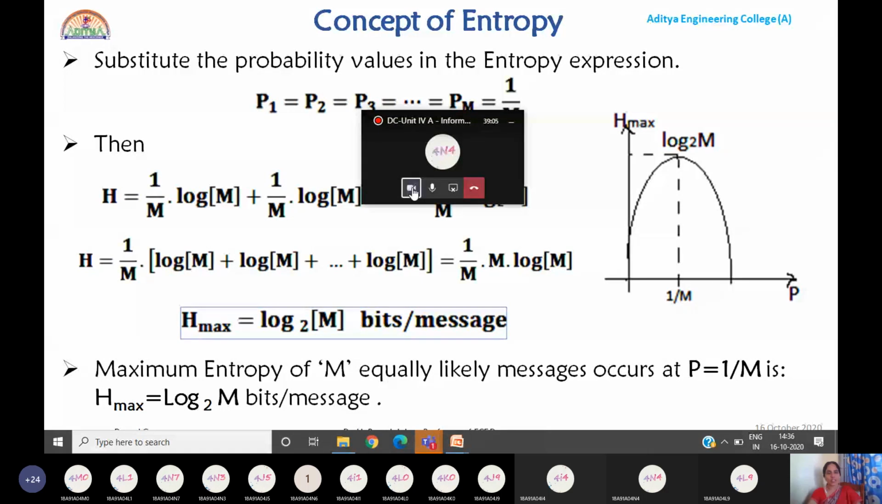Similarly, H max for 4 equally likely messages is log 4 base 2, and that occurs at p equal to 1 by 4. So similarly, this is extended for m number of messages. Maximum entropy is log m base 2 and that occurs at p equal to 1 by m.